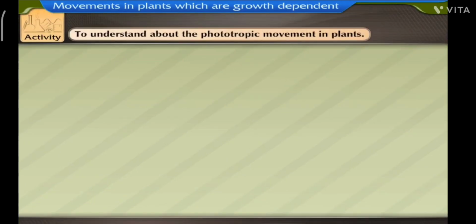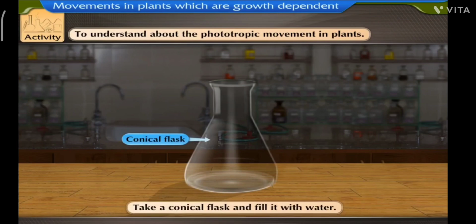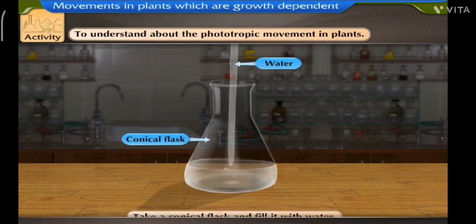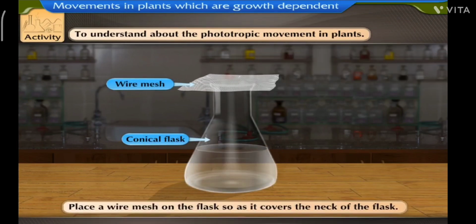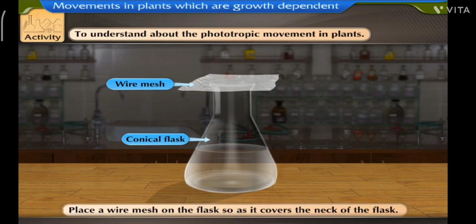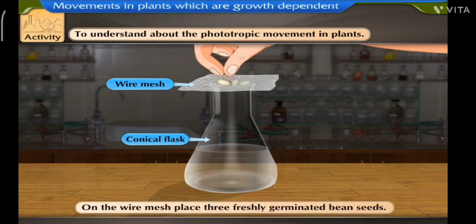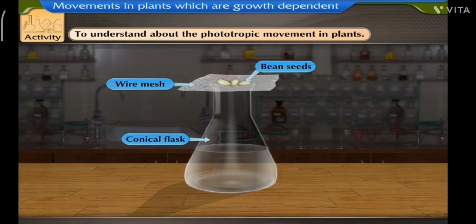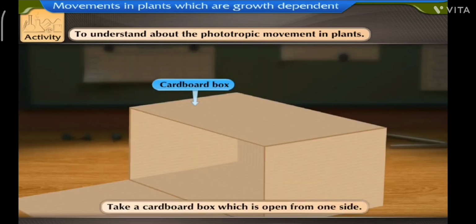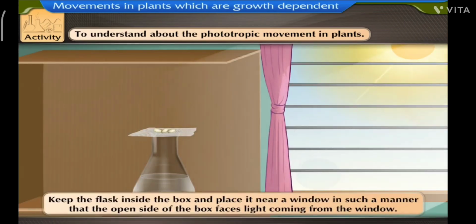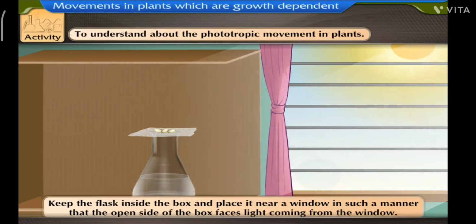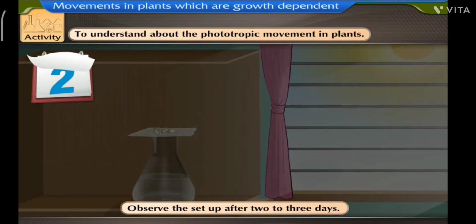Let us perform an activity to understand the phototropic movement in plants. Take a conical flask and fill it with water. Place a wire mesh on the flask so that it covers the neck of the flask. On the wire mesh, place 3 freshly germinated bean seeds. Take a cardboard box which is open from one side. Keep the flask inside the box and place it near a window in such a manner that the open side of the box faces light coming from the window. Observe the setup after 2 to 3 days.